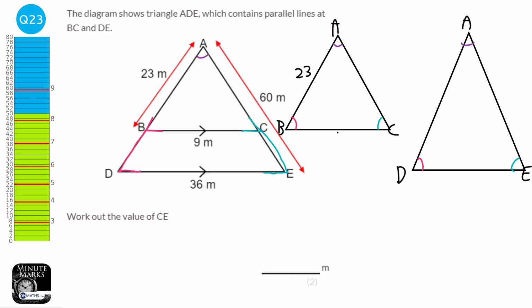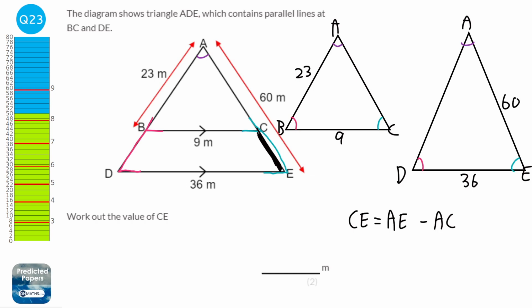I'm just going to put on the length that we've got. Now we're looking for quite a complicated one. We're looking for the length CE, which is this one here. Now I can't actually label that onto my two triangles, but what I do know is that CE is equal to AE minus AC. Now we know what AE is, which is 60. So we just need to find out what AC is, this one here. And when we find out what AC is, we can just take them away to work out what the CE is.